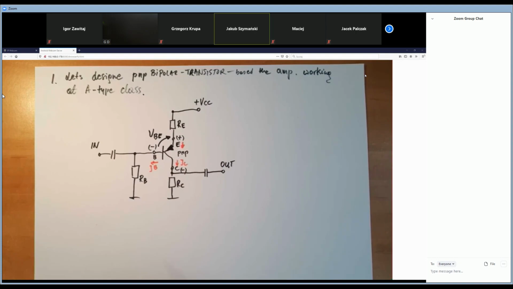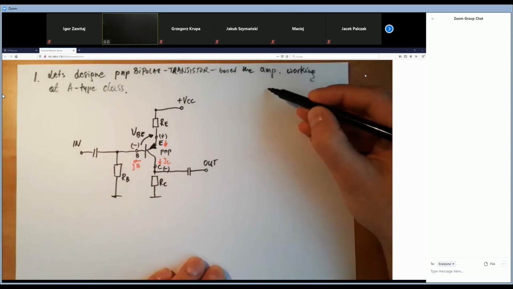Here minus 0.7 volts. No, between the collector and emitter. Between the collector and emitter. Okay. Maybe you remember this.